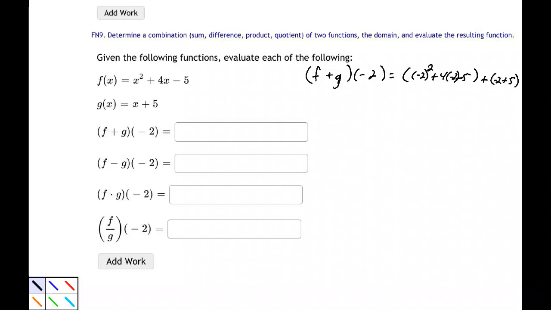The other way to talk about this would be that you would find f(-2) plus g(-2), which means you evaluate f at -2 and you evaluate g at -2. I've actually done that same thing here, so ultimately they find the same values. Simplifying that, -2 squared is 4. 4 times -2 is -8 minus 5. So that would be 4 minus 8, which is -4, and when I subtract 5, I get -9. Then plus, -2 plus 5 is 3.